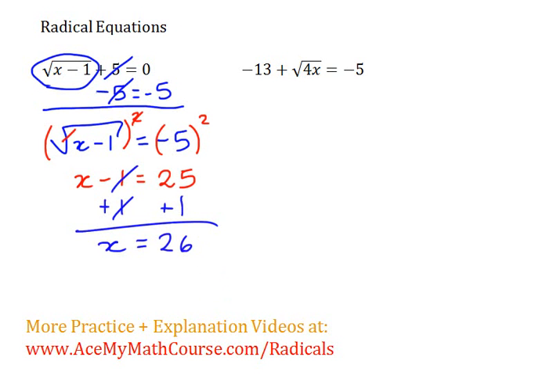We actually should check if this is a valid solution instead of an extraneous solution. So let's plug that back in for x, and we get the square root of 26 minus 1 plus 5 equals 0. 26 minus 1 is 25, and the square root of 25 is 5. So we get 5 plus 5 equals 0. That's not right. So this is in fact an extraneous solution.